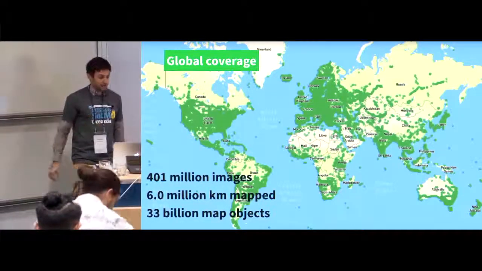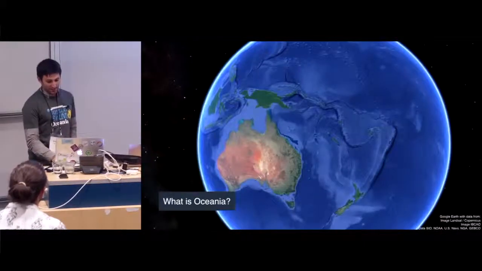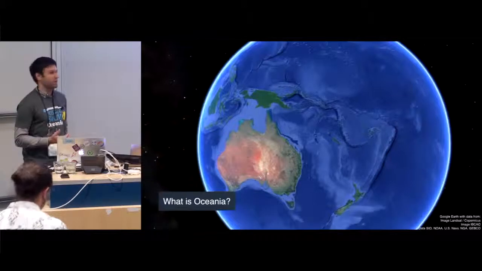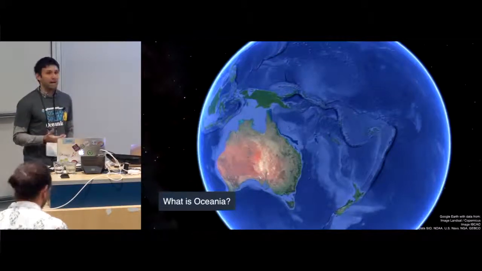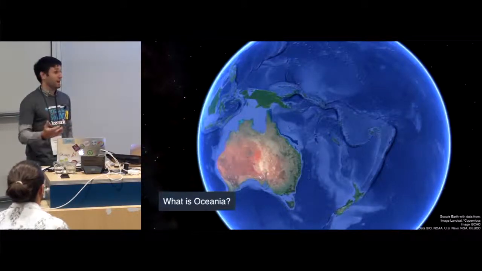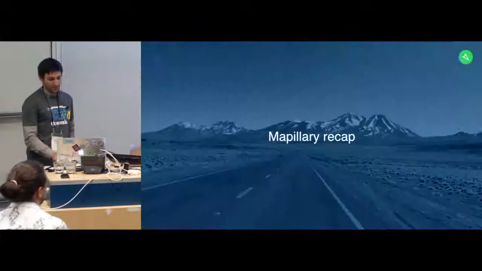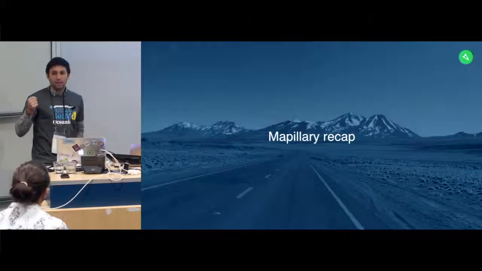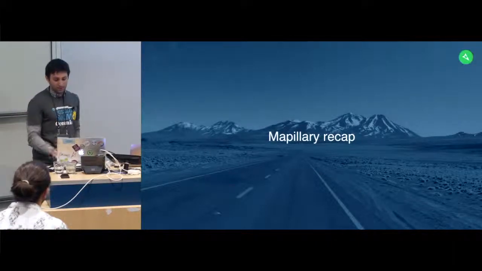All this data is going into OpenStreetMap. So for those that just came in, I was prompting you, what is Oceania? How can we learn from one another? What are the differences that we have as far as the geospatial challenges? I talked about Mapillary and how we're a platform for street-level imagery. We derive map data from that imagery.